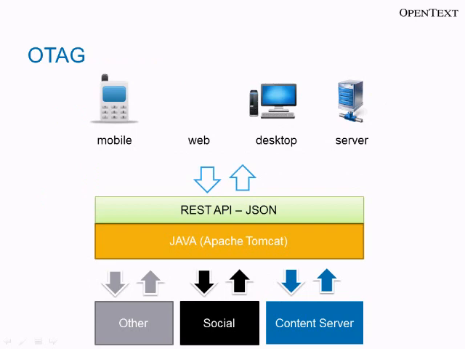So here's a little diagram of what it actually looks like. It's not just mobile. We also have web, desktop, and server access. Basically it's a REST API using JSON technologies to talk to a Tomcat backend that then interfaces to either content server or Tempo Social or any other OpenText product, but also anything that is non-OpenText. You could actually create something that slots into that OTAG framework. So it's completely flexible. That's the plan behind it, but it will primarily be an interface into everything OpenText. That's what we will be delivering, but customers like you could extend it if you like.